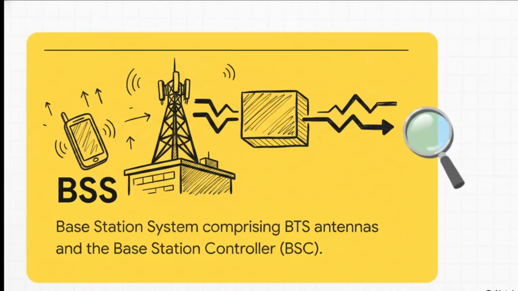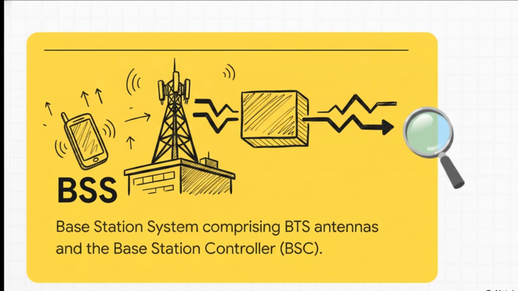Here is a crucial takeaway. Your mobile phone, your mobile station, never talks directly to the broader internet or the main phone network. No way. It first talks to the base station subsystem, the BSS. The BSS is made up of the base transceiver station, or BTS, which are the actual antennas and towers you see on buildings everywhere. Behind those towers sits the base station controller, the BSC.